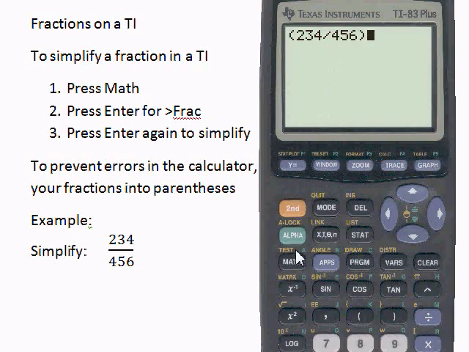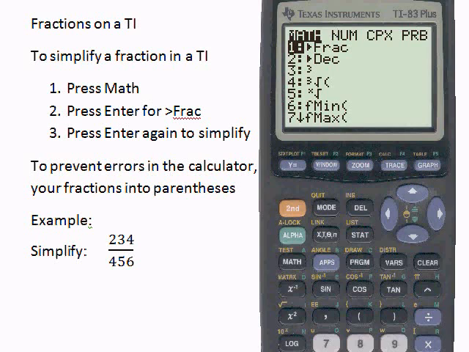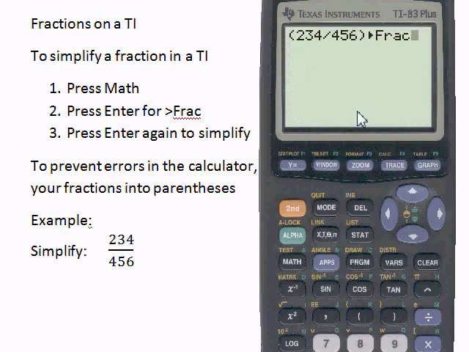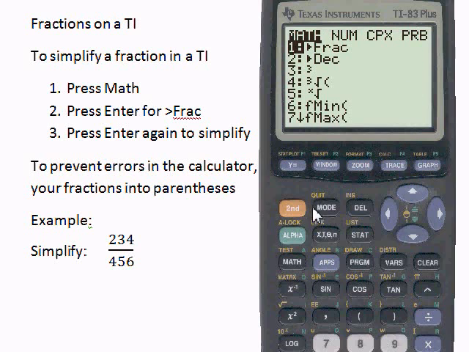Then we're going to go down to the Math option, which is below the alpha button, because we want to do some math on this fraction. So we press the Math button. Press Enter once we see the word FRAC, which is short for fraction. See this little arrow right here? That means we want to convert the previous fraction into a simplified one. So we press Enter. You should now see a fraction, in parentheses, an arrow, and the word frac. Again, the way we get there is we go Math, and we press Enter on frac.